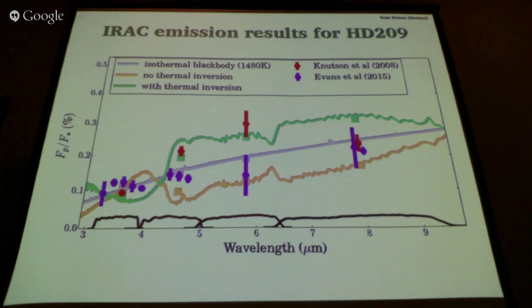But at the same time, this yellow curve here shows a clear atmosphere model without a thermal inversion, and it doesn't do a very good job of matching the data either, in particular the 4.5 and 8 micron channels. So it's quite interesting that a pretty good fit to the data can be obtained by just assuming simple isothermal blackbody emission, which is what this gray curve here is showing. What that might be telling us is that all of these channels are probing a similar altitude in the atmosphere, possibly the top of an opaque cloud layer, but that's quite speculative.